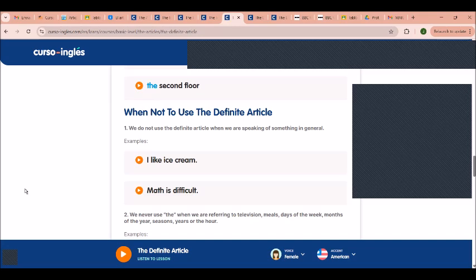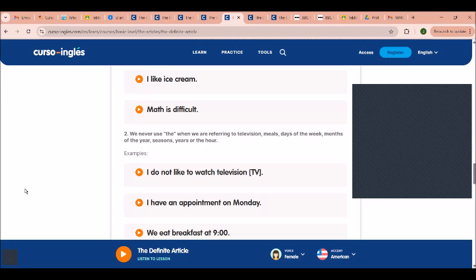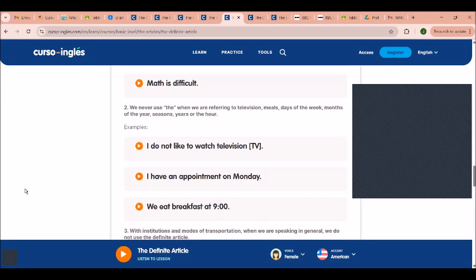I like ice cream. General. This is difficult. General. I do not watch television. General. I have an appointment on Monday. Monday, Tuesday, Wednesday. These are the days of the week. We refer to the TV, food, days of the week, months of the year, seasons, years, or the hour. That's general information. We eat breakfast at 9 o'clock.